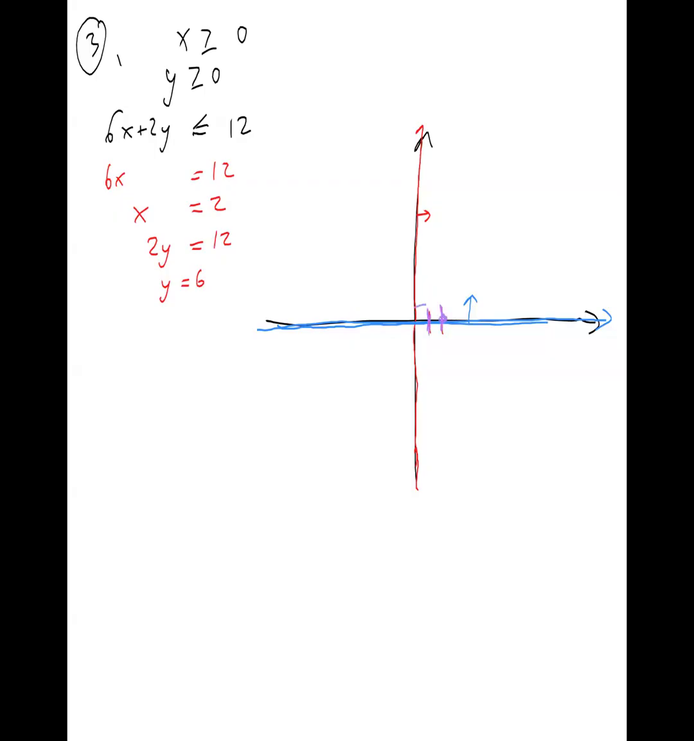The y-intercept is 6. So the purple line goes that way. And we're going to shade below that line.